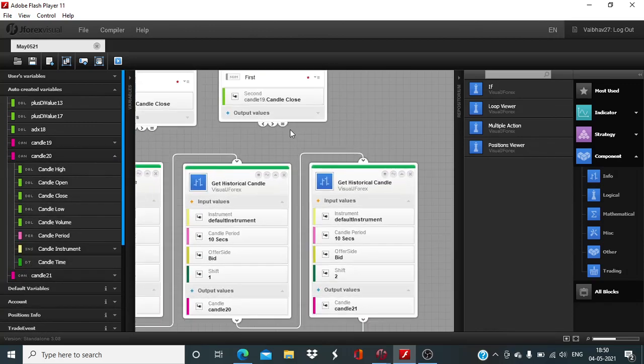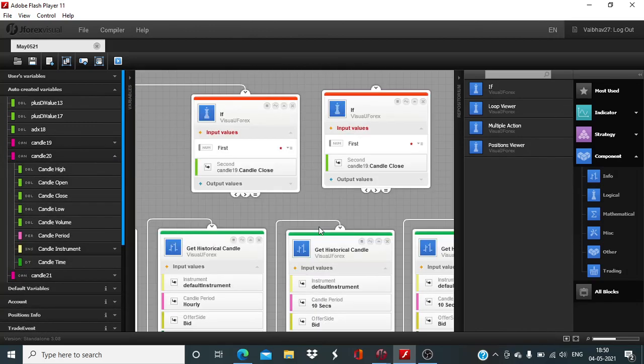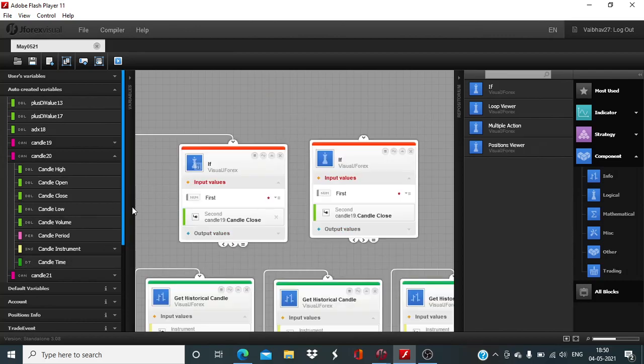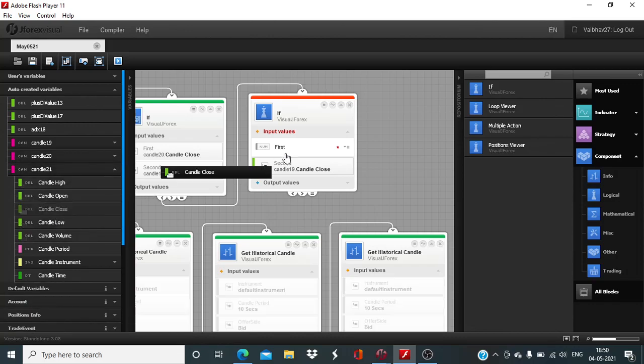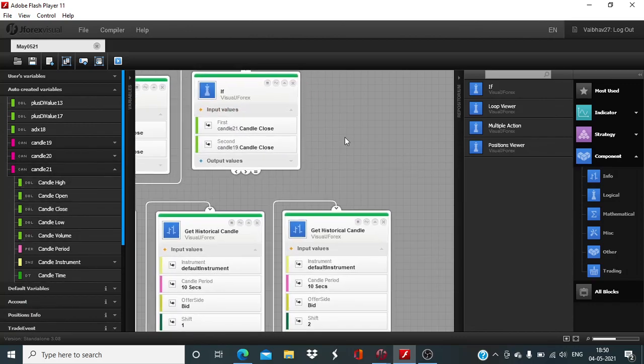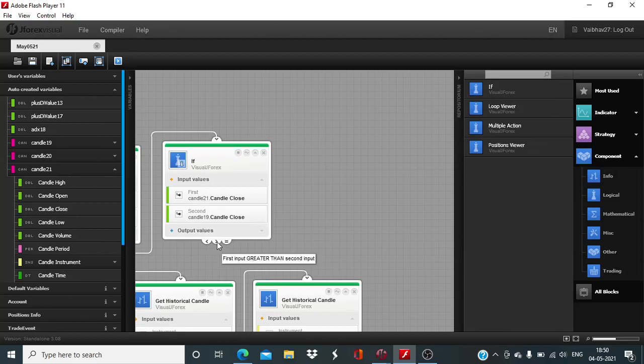Candle 20 has the shift value of 1, so it needs to close below candle 19, first input less than second input, whereas candle 21 has look back period of 2 and it should have closed higher. So first input greater than second input.